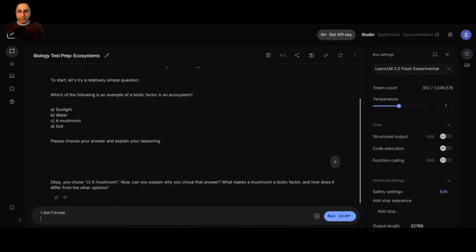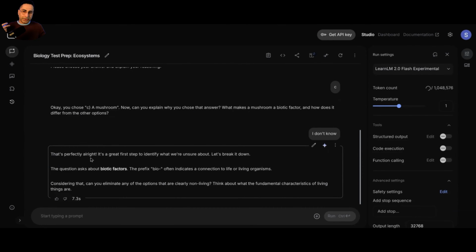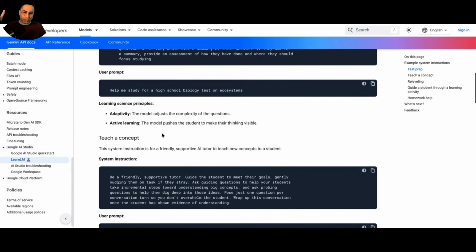I don't know. So if I say that, then it is going to go ahead and explain the answer. And this is just one of the examples which you can see, and it is being very supportive. It's a great first step to identify when you're unsure, and then it starts explaining the results. Now, that is one option.